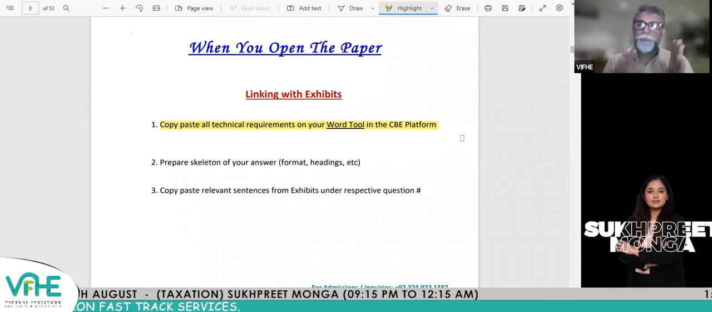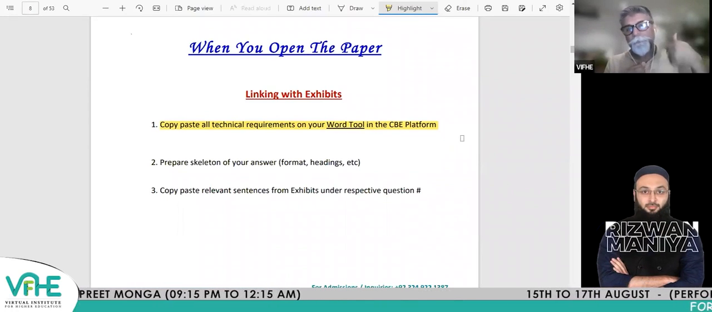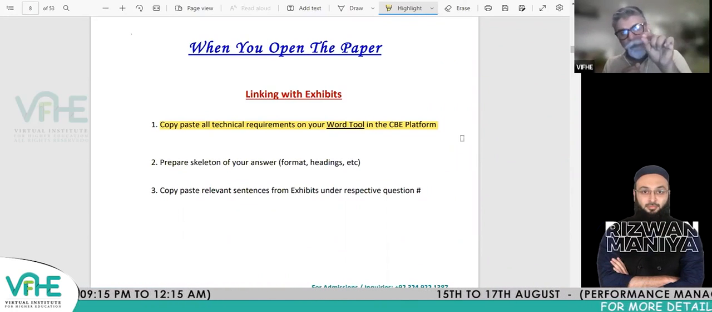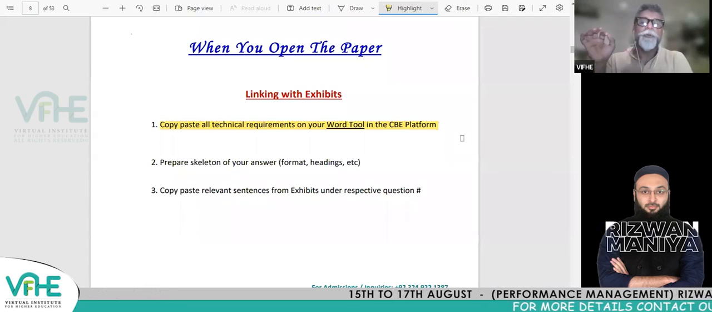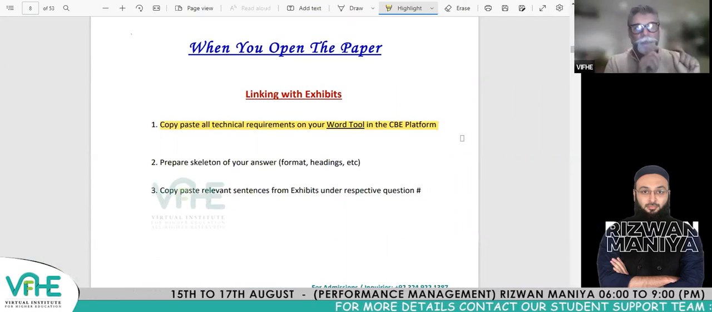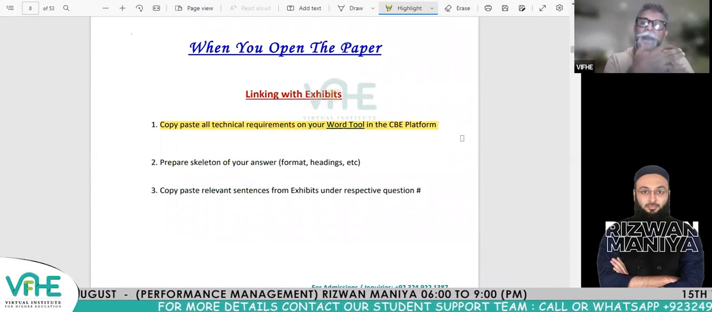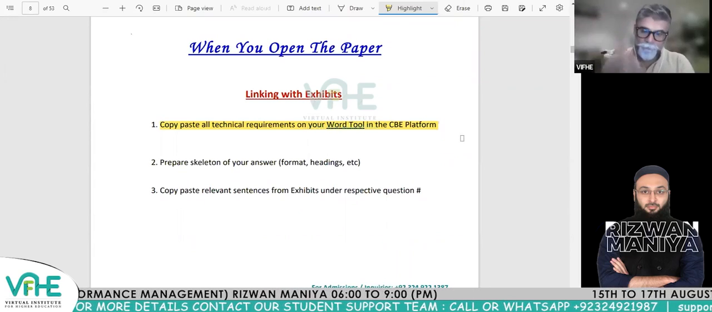So you will open up your Word document and then you will open task number 1, copy the technical requirement and paste it on your Word document. And then you go to task number 2, then task number 3. So you have to copy all the requirements on one page.